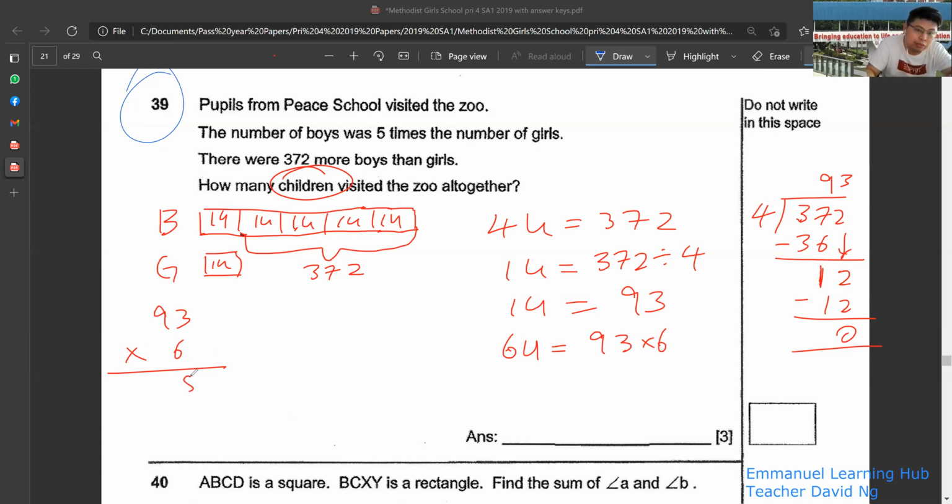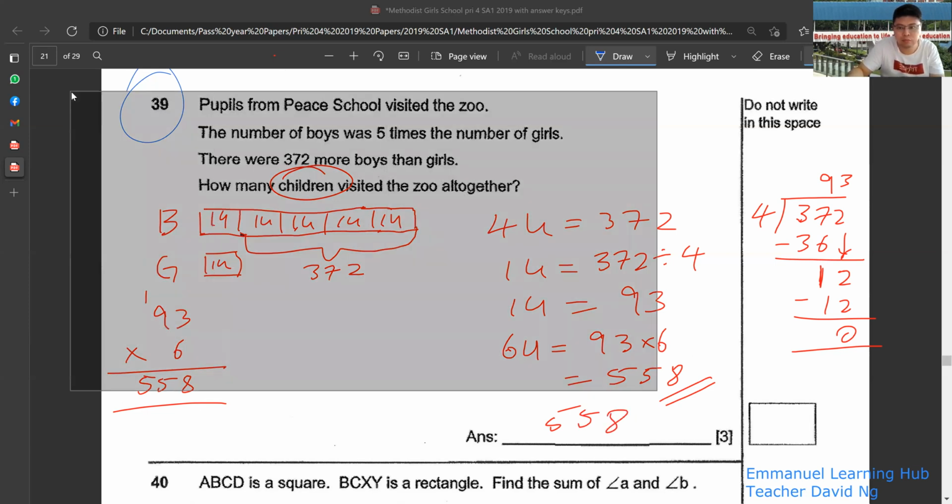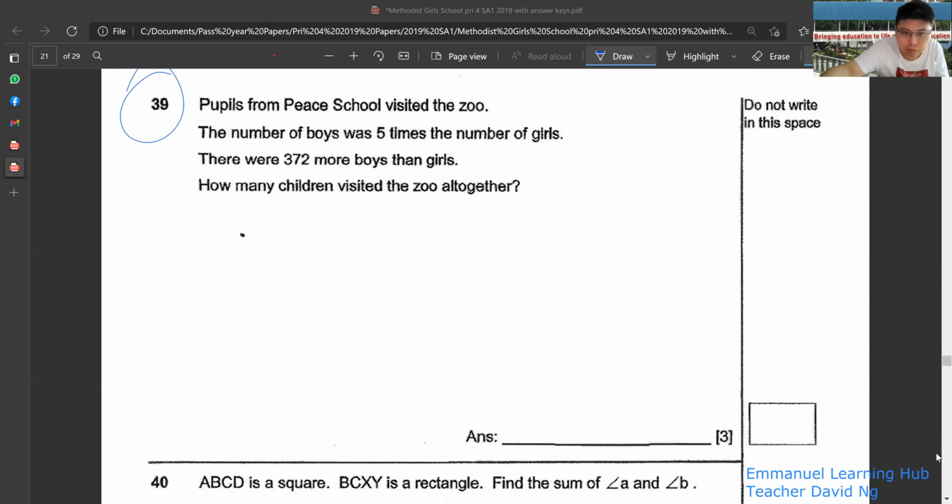18. 9 times 6 is? 54. Plus 1 is 55. So 558. Answer is 558. Total number of children. Okay? Okay, next question.